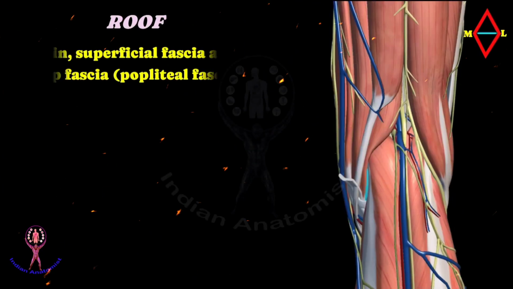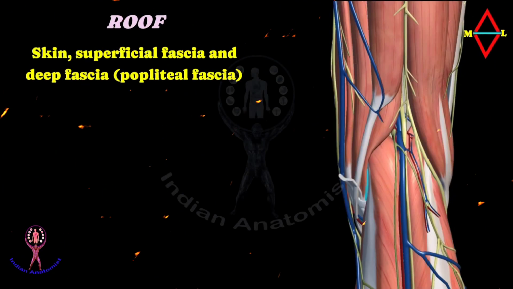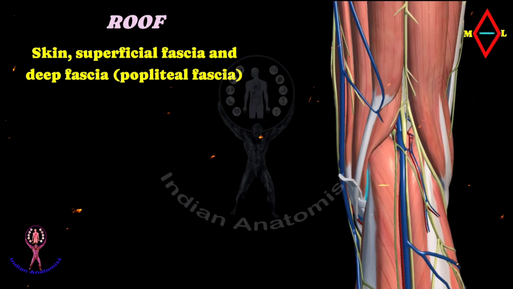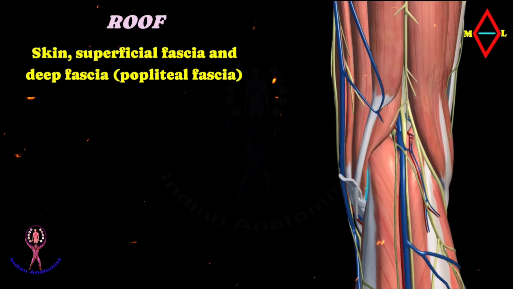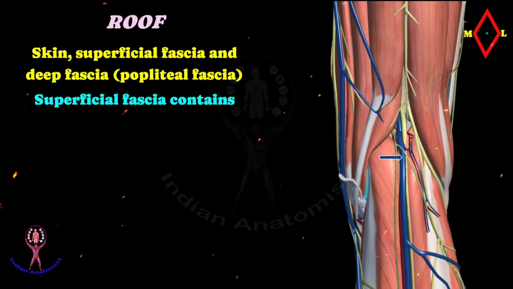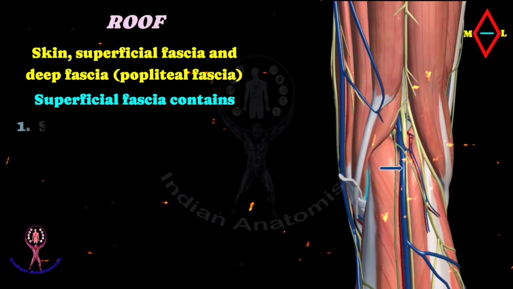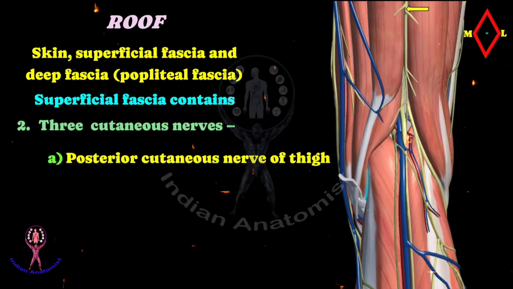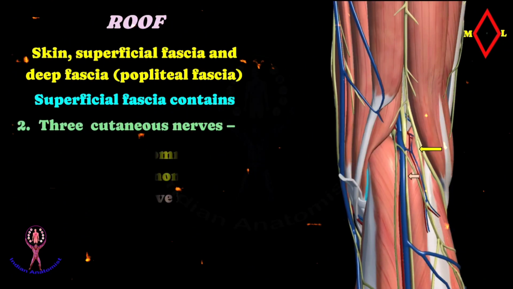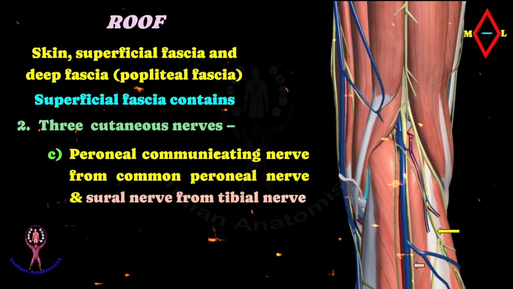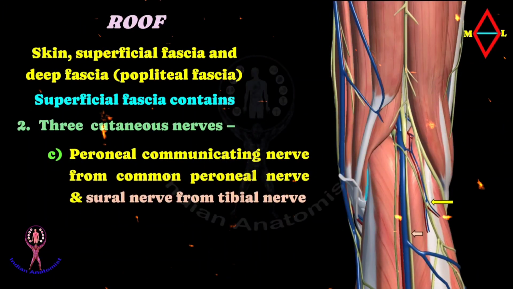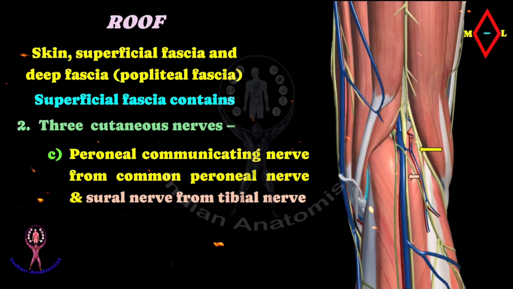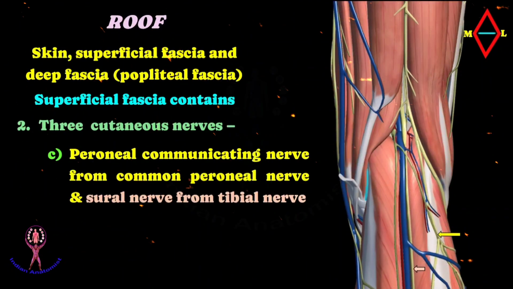Now coming to the roof of the popliteal fossa, it is made of 1. Skin, 2. Superficial fascia, and 3. Deep fascia or popliteal fascia. Superficial fascia contains 1. Short saphenous vein and its tributaries. 2. Three cutaneous nerves: posterior cutaneous nerve of thigh, medial cutaneous nerve of thigh, and peroneal communicating nerve from the common peroneal nerve. In addition, the sural nerve, a branch from the tibial nerve, may also be encountered. Next is the floor of the popliteal fossa.